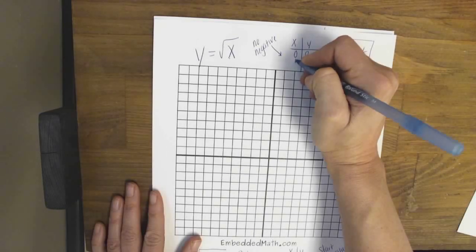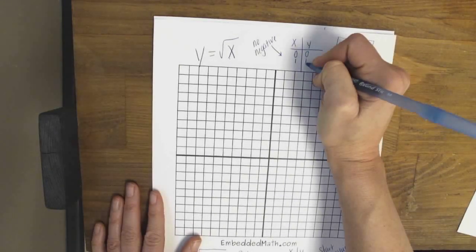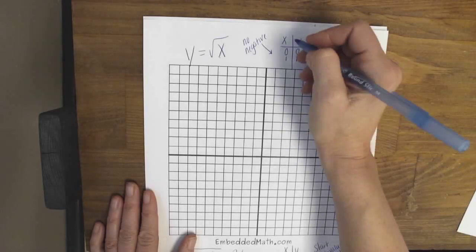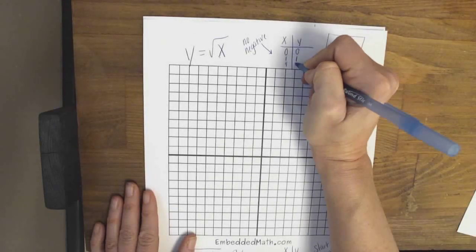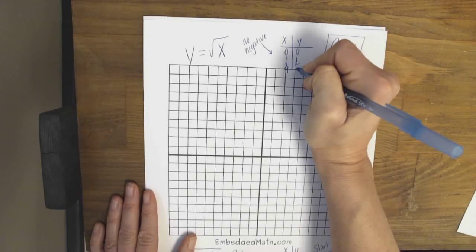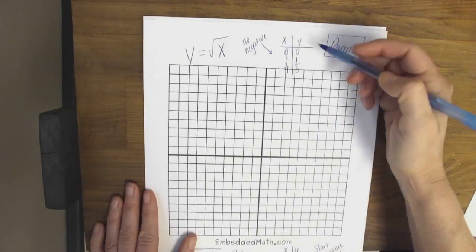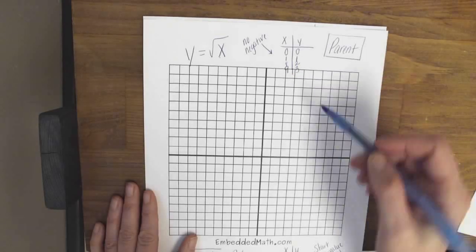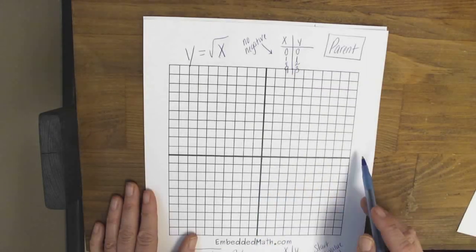Next, I'd go to 1, because I know the square root of 1 is 1. Next, I would go to 4, because I know the square root of 4 is 2. Next, I would go to 9, because I know the square root of 9 is 3. And then the next one would be 16, but I think I'm getting too big to plot it.